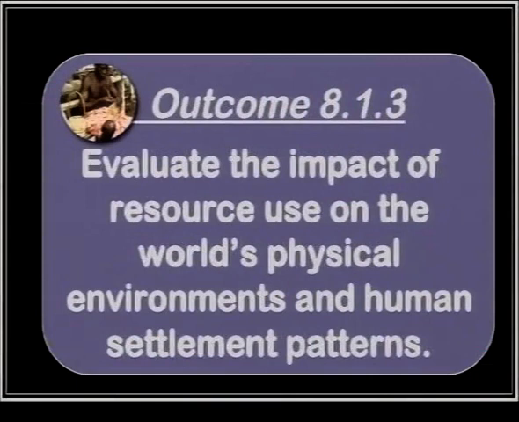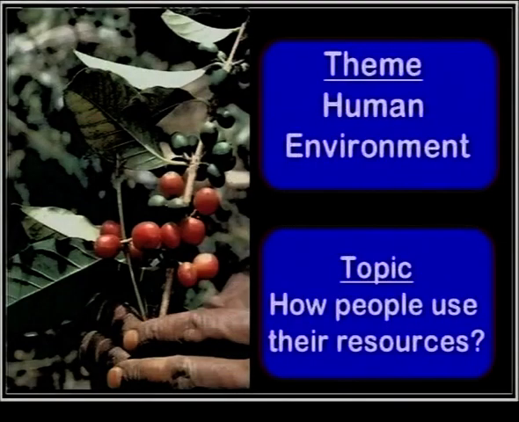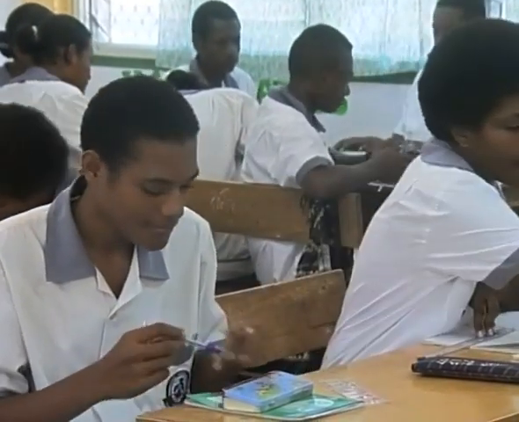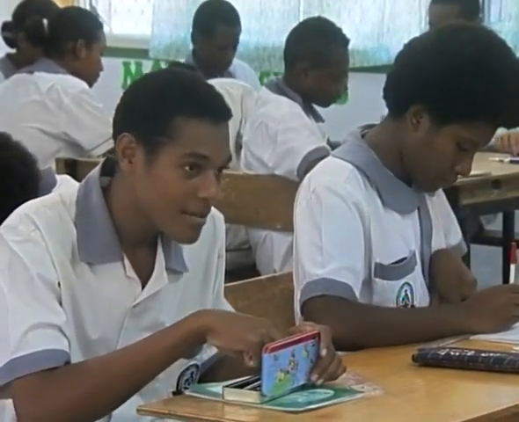All right, we're still on our strand and substrand class, receiving students. Our outcome for our lesson, outcome 8.1.3. Our topic for today's lesson, how people use their resources. Before we move on to our topic, we're going to have a short quiz, receiving students.